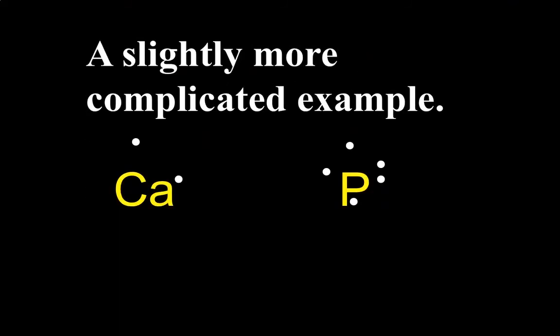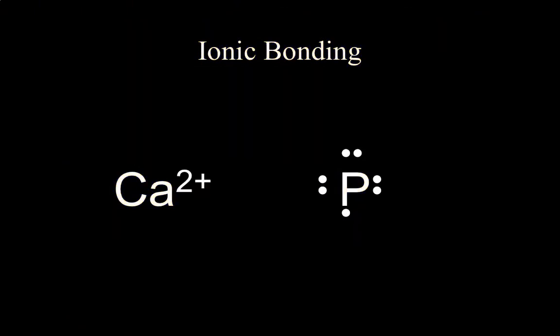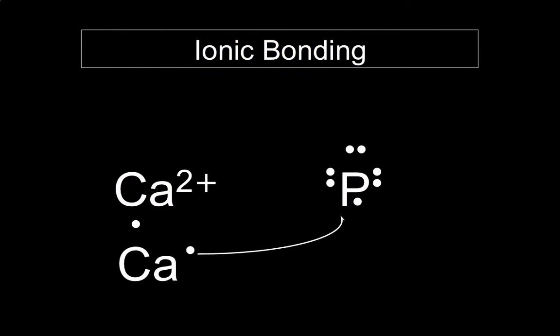All right, so here's a little more complicated example. Calcium has 2 valence electrons and phosphorus has 5 valence electrons. So in this case, it's not an even number of electrons. So what happens is calcium gives up its 2 electrons and becomes +2. But that doesn't solve phosphorus's problem. It still needs 1 more electron. So we add another calcium.